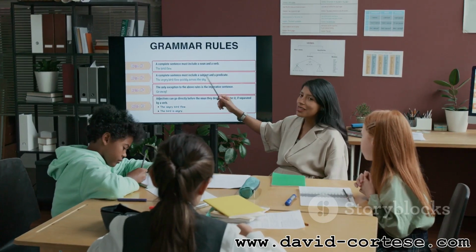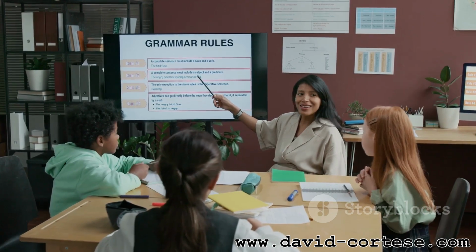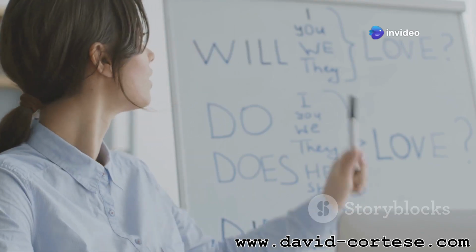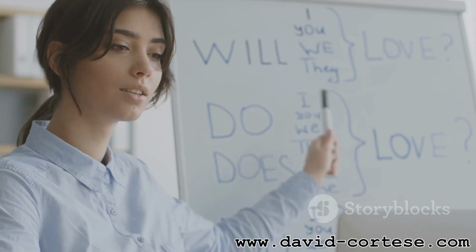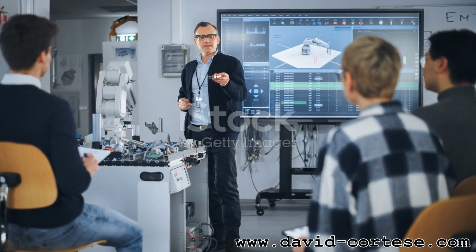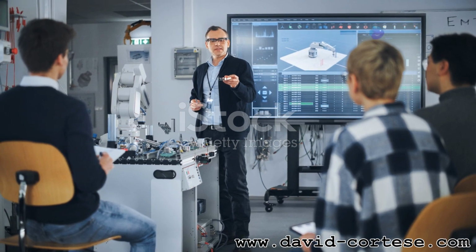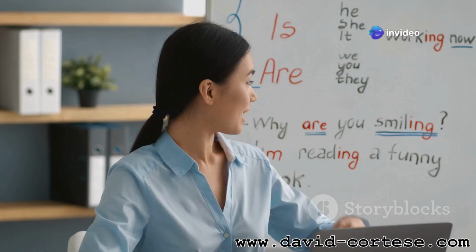To form a complete sentence, you need at least one noun and one verb. Understanding the difference between nouns and verbs is crucial for constructing grammatically correct sentences. When you can identify the parts of speech in a sentence, you can start to see how they work together to create meaning. In the next section, we'll explore how nouns and verbs come together to form the basic structure of English sentences.